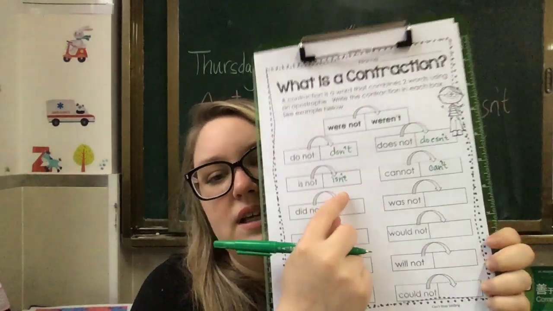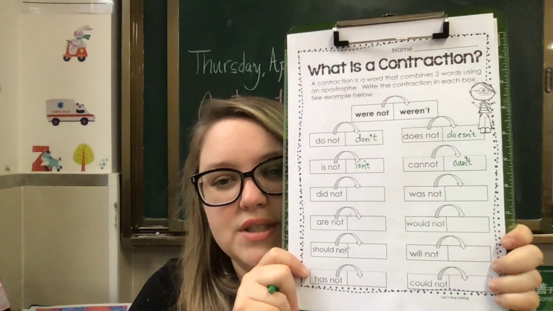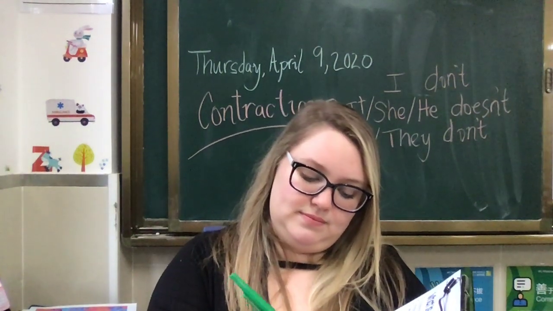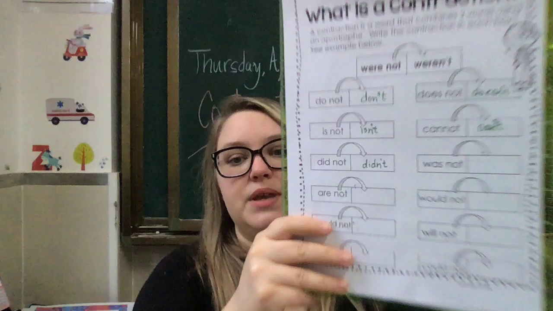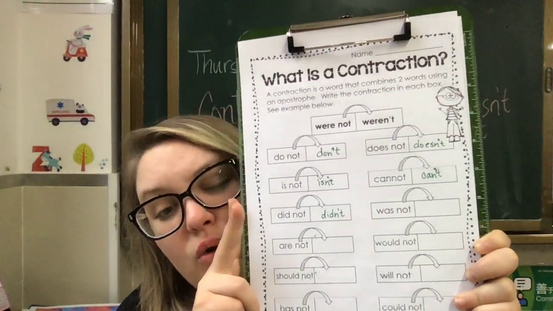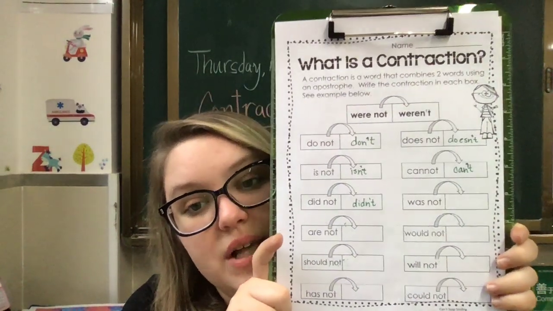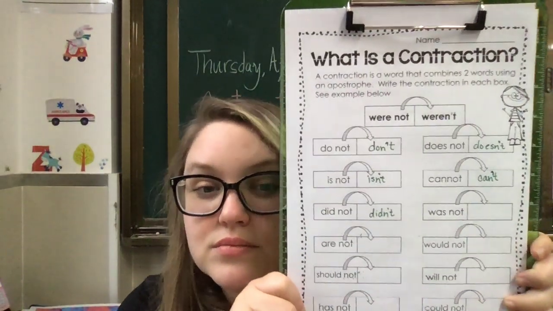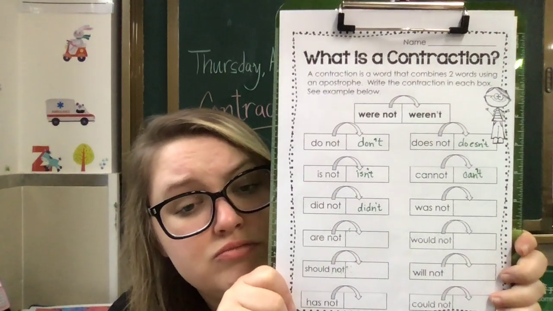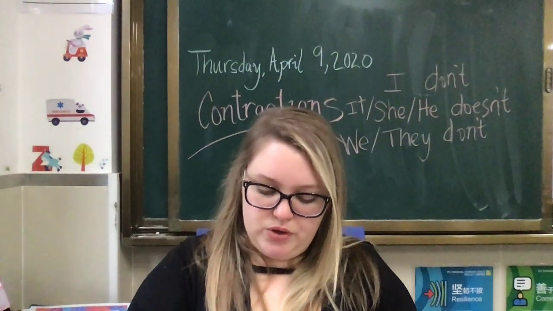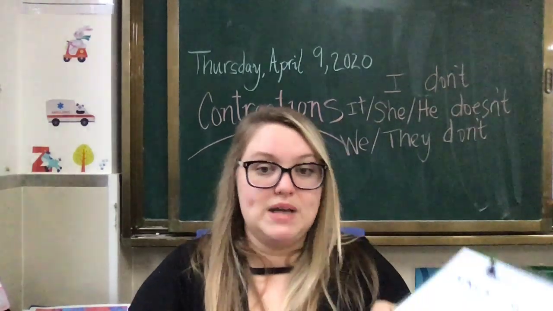Okay. So did not. How do we make that into a contraction? Didn't. Okay, I want you to see something. When we made didn't, we only took the letter O out, right? But when we made cannot, we took out one N and the O, right? So sometimes we take out more letters, sometimes less. So did not equals didn't. What about was not? I was not at home. I wasn't. So this is where we use wasn't. I wasn't home.